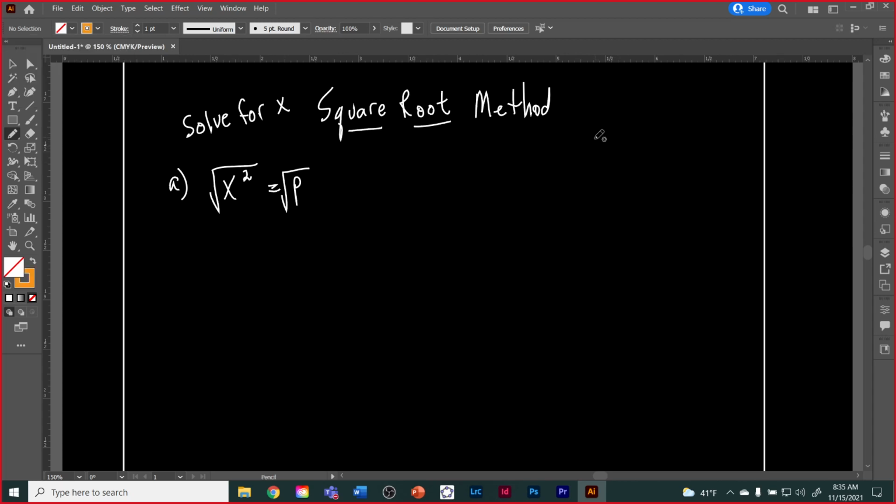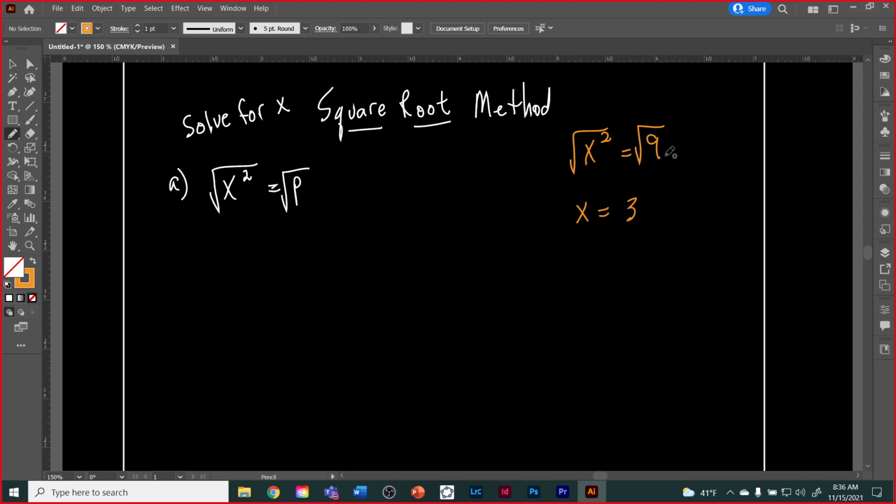Let's go off to the side and just give you a regular number. What if I said x squared equals 9? So what do we do? Take the square root of both sides, and then the square root of x squared is just x. What's the square root of 9? It's 3. But that's not my only answer, though.